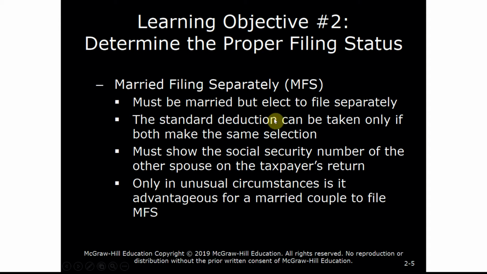If you file separately, married filing separately, the married couple, of course, both have to agree to this, and one spouse cannot take the standard deduction while the other one itemizes. They both must do the same. So if one taxpayer takes a standard deduction, the other taxpayer filing separately must do so too, and both taxpayers must show the Social Security number and the name of the other spouse on each return. In most cases, you will pay the most taxes if you are married filing separately, so it is usually disadvantageous to file that way.